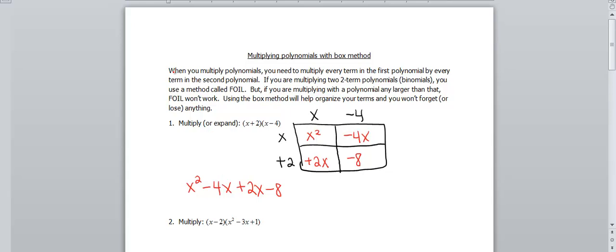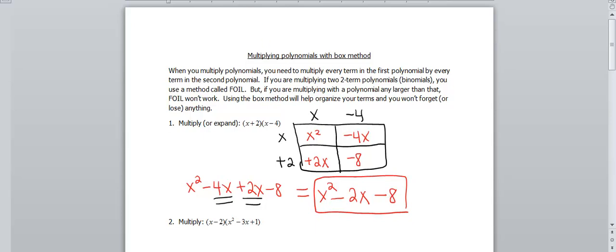Okay, then you'll notice here in the middle, just like we talked about the last time, we have like terms here and here. So when I combine those together, I'll get a final answer of x squared minus 2x minus 8. And that would be my final answer. And if you've learned the acronym FOIL, you can certainly do that too. I mean, it doesn't really matter.